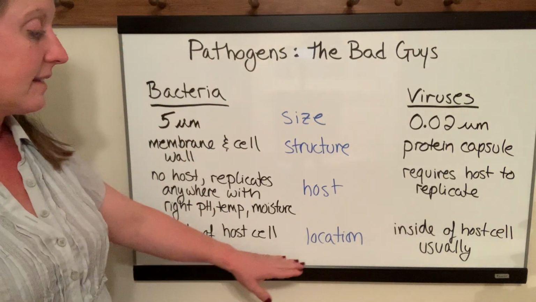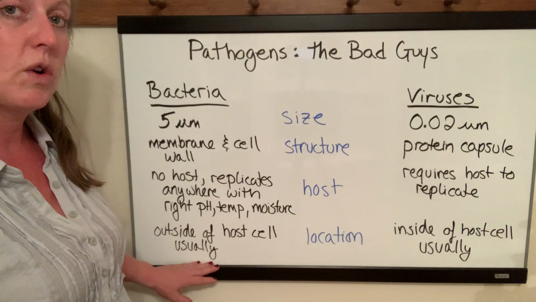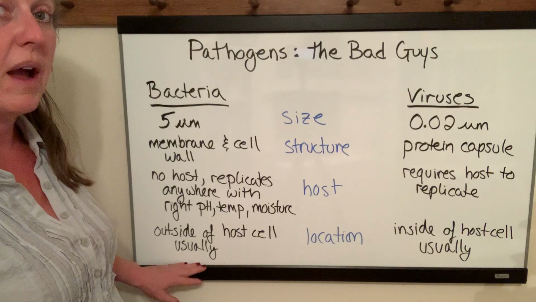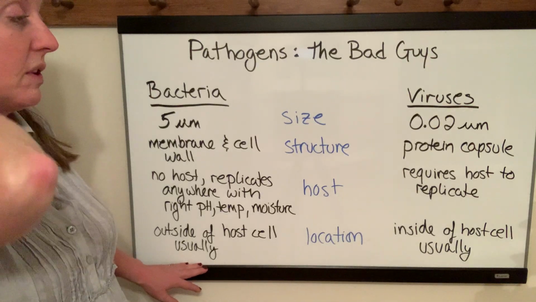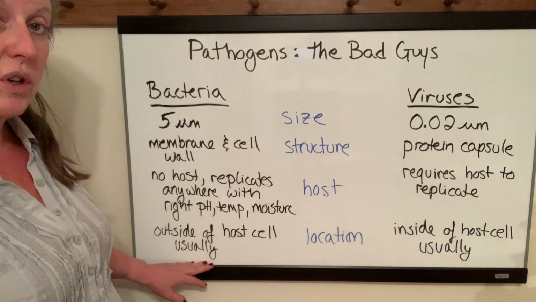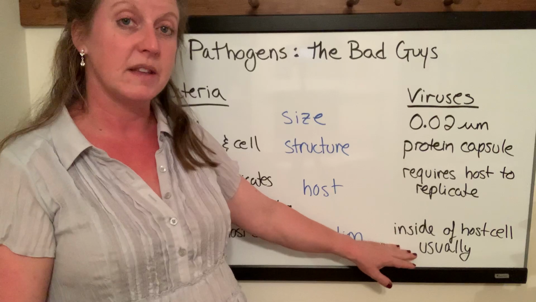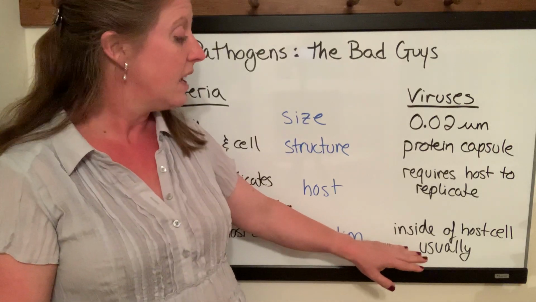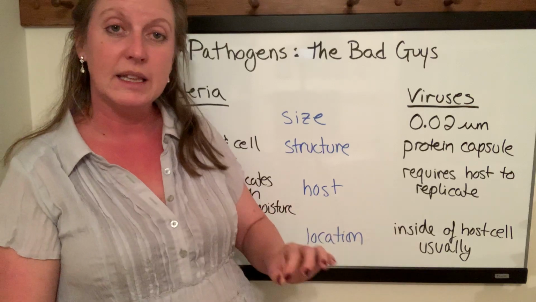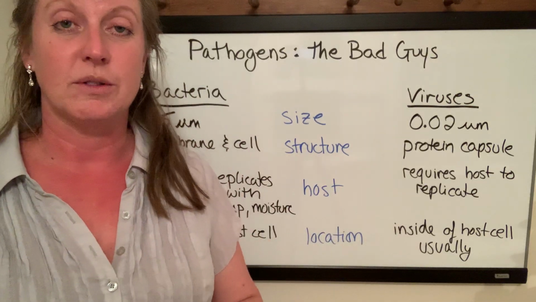The last thing is location. Bacteria, because they are cells and they don't require host cells, we will usually find outside of our cells. So in terms of the immune system being able to target them, they don't have to go looking inside cells. However, viruses, because they do require a host, are usually found inside the host cells. So we have to find a completely different strategy for determining whether viruses are there and how to get rid of them.